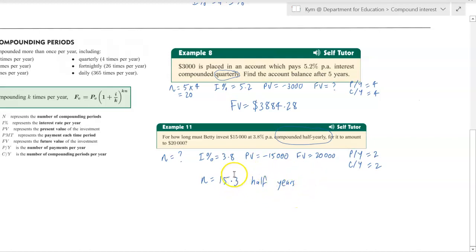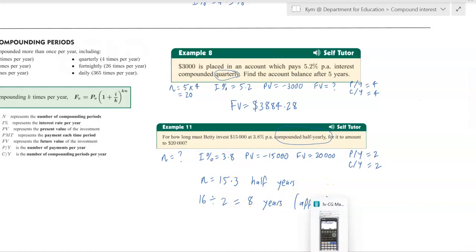In fact, I'm just going to round that up to 16 and divide that by 2 and say it's 8 years. Approximately. Obviously, it'll be less than that because I've rounded that 15.3 up to 16. But essentially, you get the idea that in approximately 8 years' time, the $15,000 invested at 3.8% compounded half yearly will turn into $20,000.